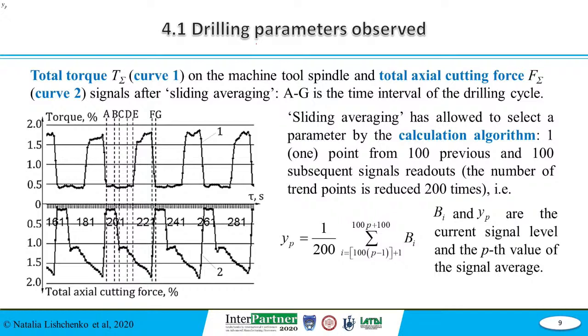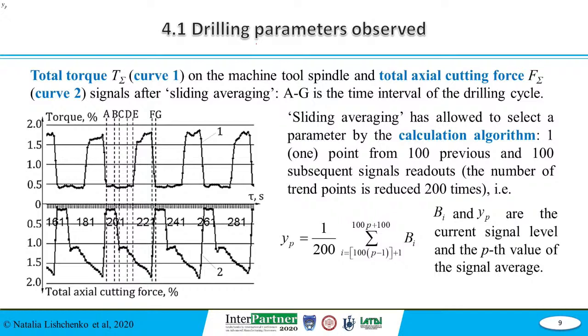Measuring value designated by letter Y with index P is equal to the sum designated by the letter sigma. You can see two variables, B with index I and Y with index I. B with index I and Y with index P are the current signal level and the PS value of the signal average.